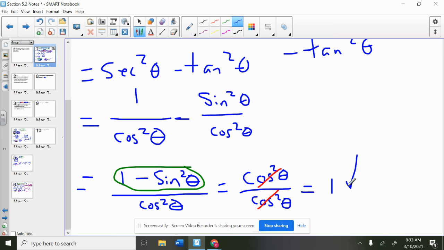So again, these are not easy. But if you've simplified enough before, these aren't nearly that bad. But you're going to have to go back and start reviewing that. So pick the more complicated side, break it down and simplify it like we've been doing the last couple of weeks to get to the other side.